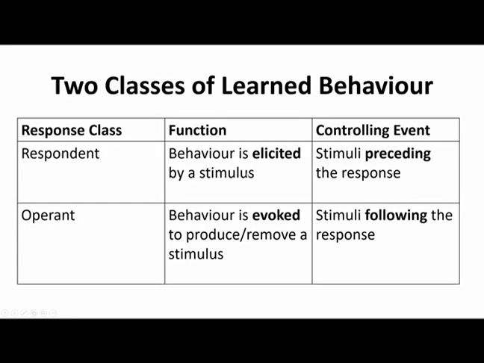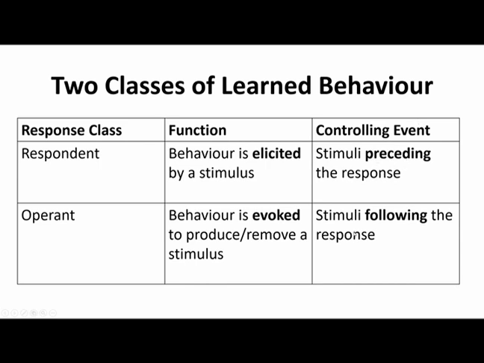All right. Before we move on, just one more time, telling the difference between our two classes of learned behavior, respondent versus operant. If we look at our function, in respondent conditioning the behavior is elicited by a stimulus. In operant, the behavior is evoked to produce or remove a stimulus, so it's motivated by the outcome or by the consequence. Our controlling event for respondent: the stimuli preceding the response control that response.